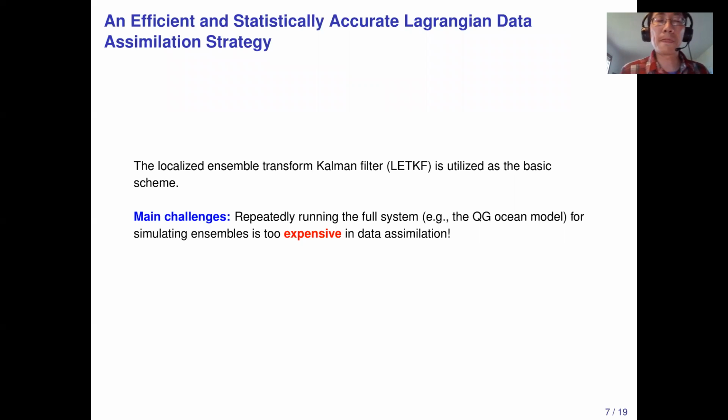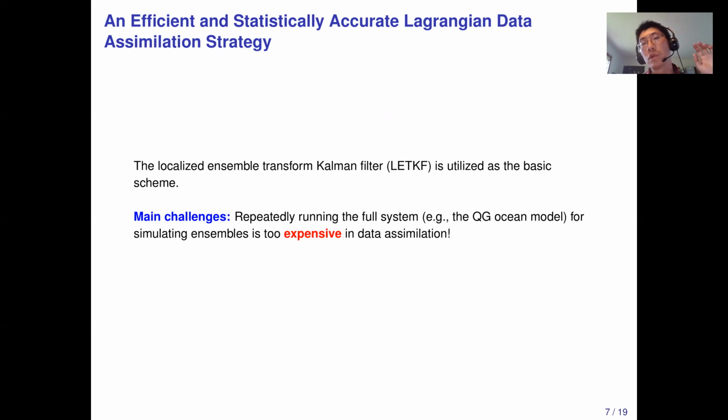Okay, so now we will focus on describing the strategy for Lagrangian data assimilation. The basic method we try to use here is a localized ensemble Kalman filter, or LETKF, which is a well-known technique for ensemble Kalman filter. But if we simply apply this method, then computationally it will be very expensive. The reason is very simple: if we want to apply this LETKF, we need to run our entire system forward multiple times in order to get all those ensembles.